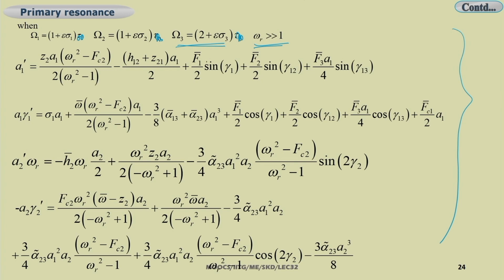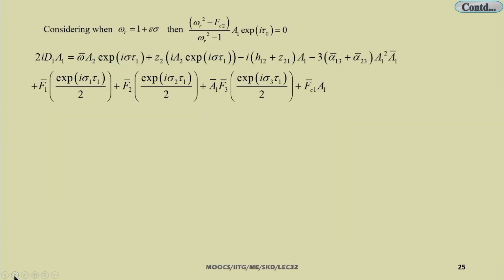So, for steady state, a 1 dash, gamma 1 dash, a 2 dash and gamma 2 dash will be equal to 0, and we will have a set of algebraic and transcendental equations which you can solve to get a 1, a 2, gamma 1, gamma 2, which will give the response amplitude of the primary and secondary systems and the phase of the primary and secondary systems.